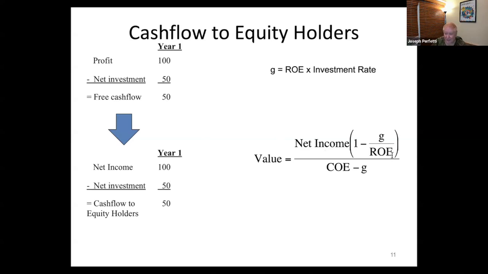ROIC in the equation is replaced by return on equity. Growth in the equation is growth in net income, long-term growth in net income, not growth in sales or cash flow. And cost of equity replaces the WACC. So using the exact same key value driver equation, you can estimate an equity value of the firm as opposed to an operating value of the firm.